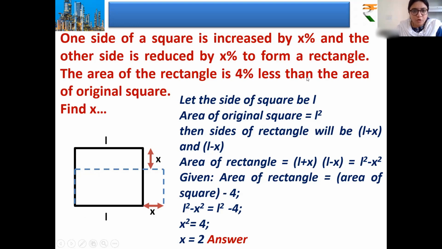Before going into this problem, I'm trying to explain what the area of a rectangle is and what the area of a square is. Again, the area of a rectangle is nothing but length into breadth. So we have this length and there will be this breadth, right? Opposite sides are equal in case of a rectangle, right?